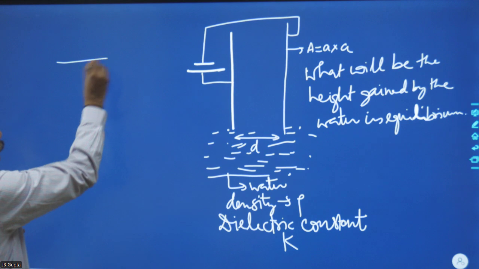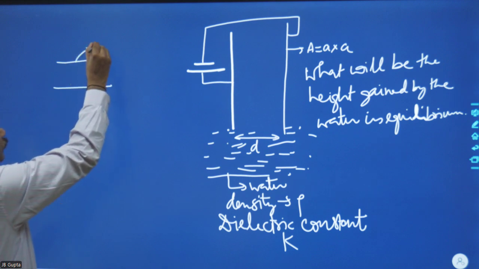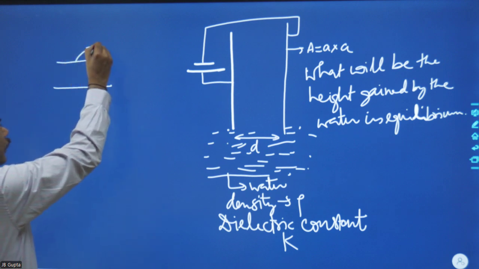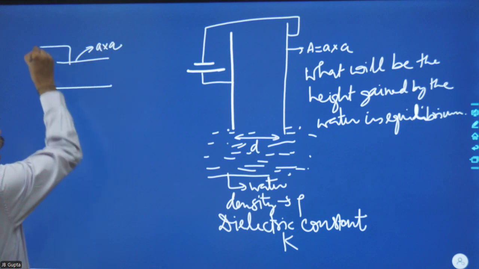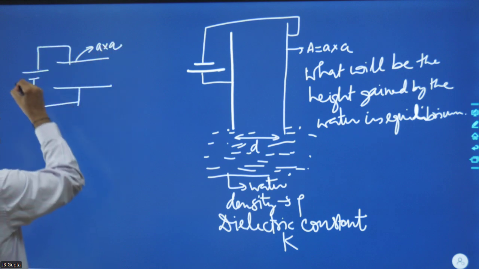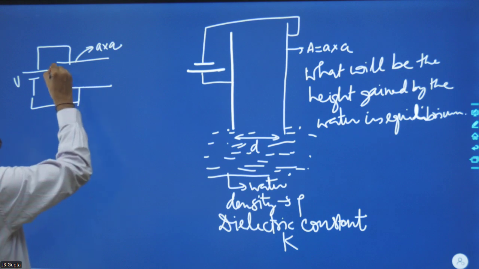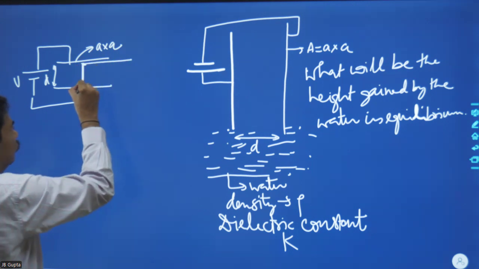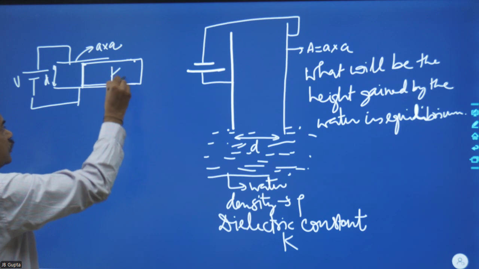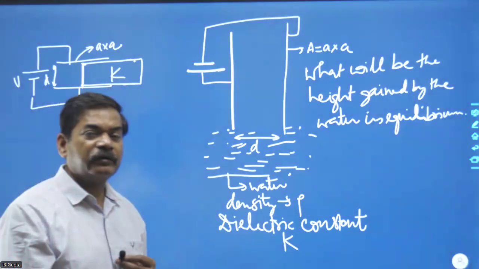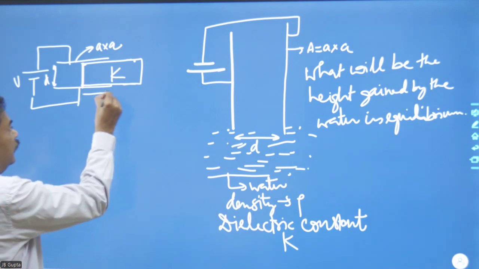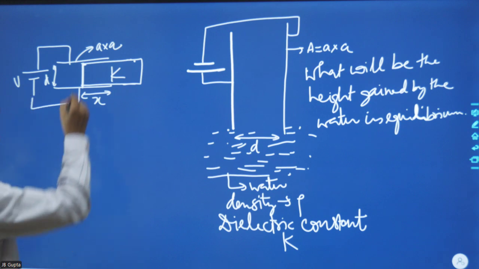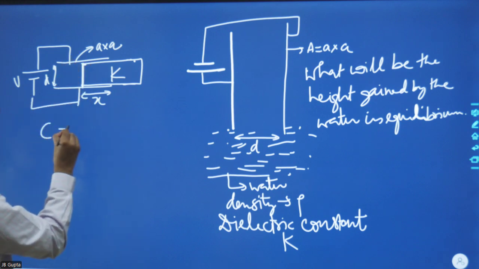Suppose you have a capacitor whose plates are squares, each plate a times a, connected with a voltage of V volts, and the separation is d. Suppose there is a dielectric slab of dielectric constant K inside the capacitor, and its length x is inside the capacitor. So the capacity of this system C will be C1 plus C2.